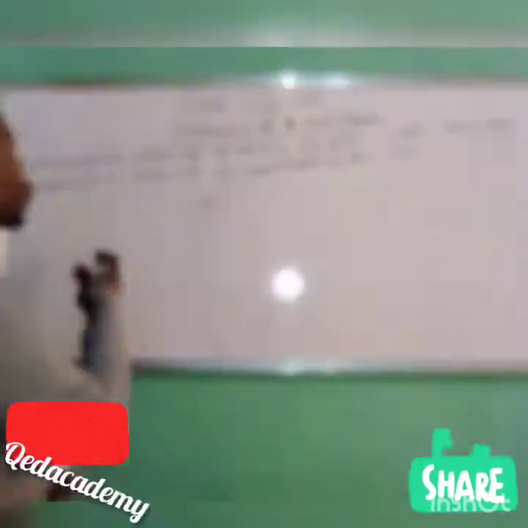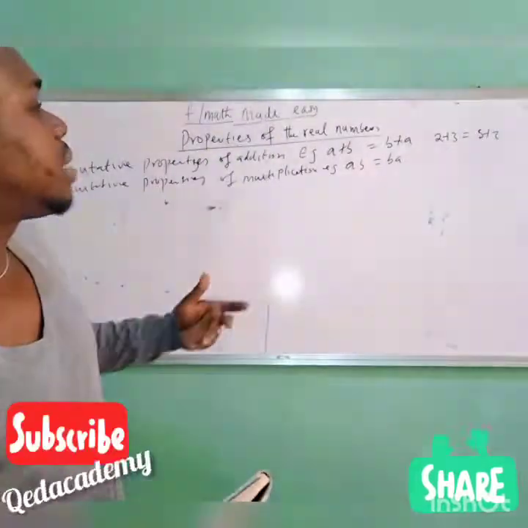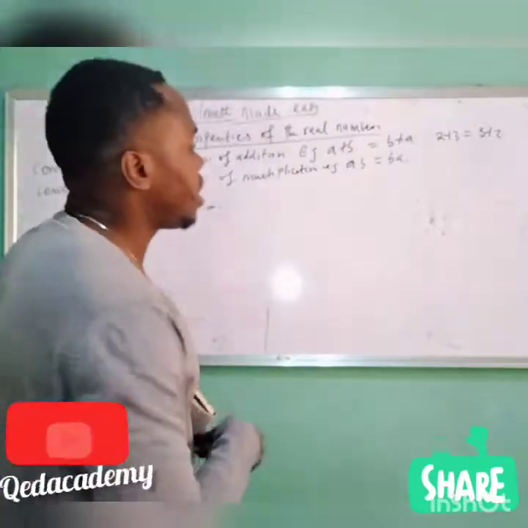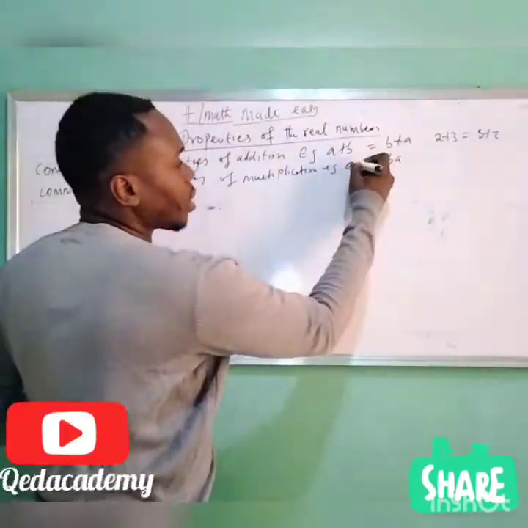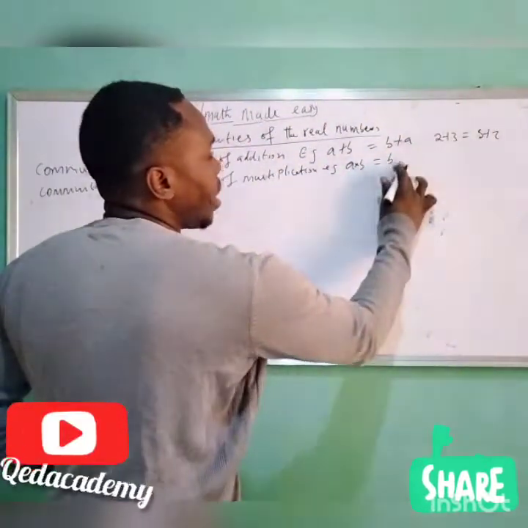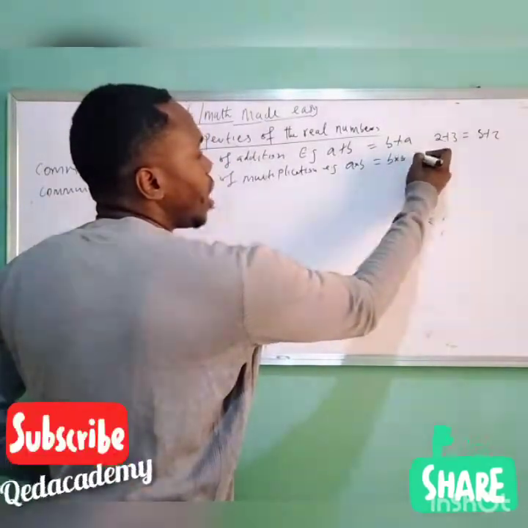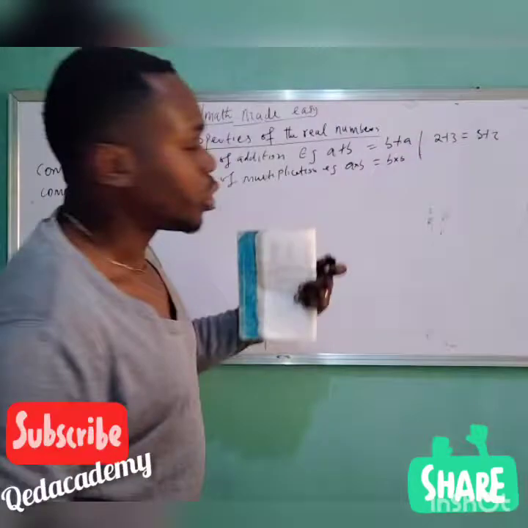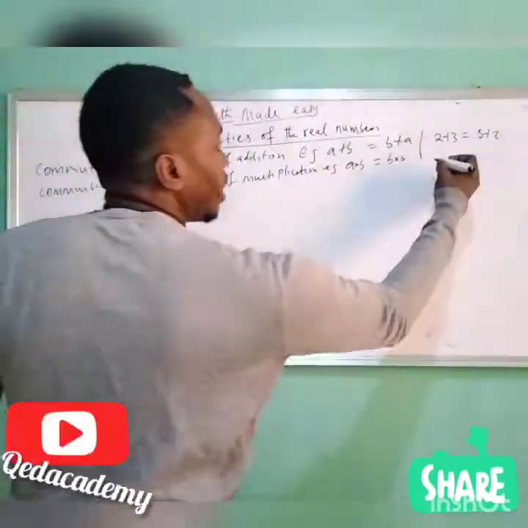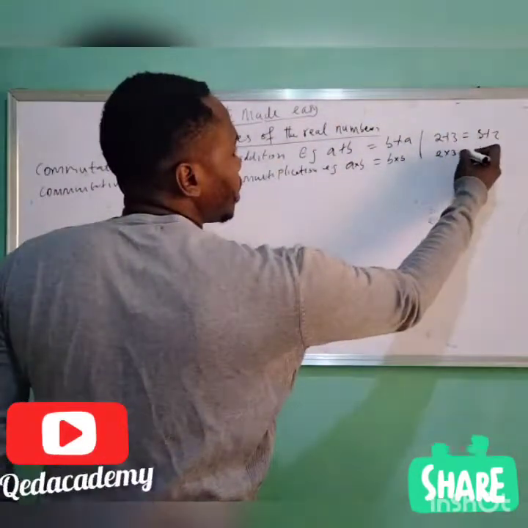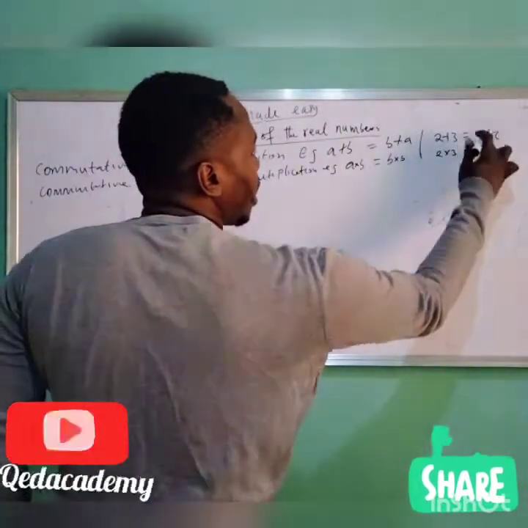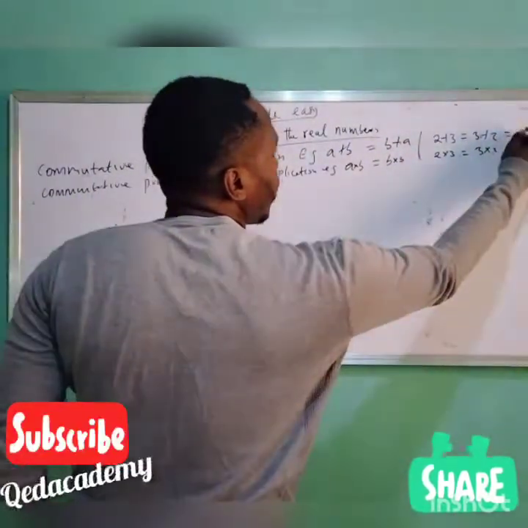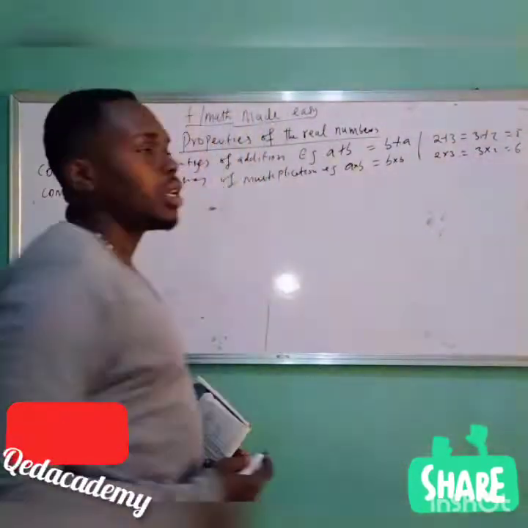So we also have the commutative property of multiplication, which is also a times b. A times b is the same as b times a. We can quickly take an example on that to illustrate what that means. That is to say 2 times 3 is the same thing as 3 times 2. This gives you 6 and this gives you 6. So simply what it is.